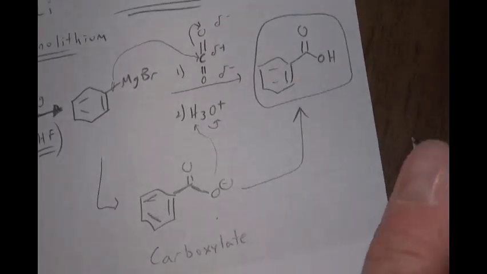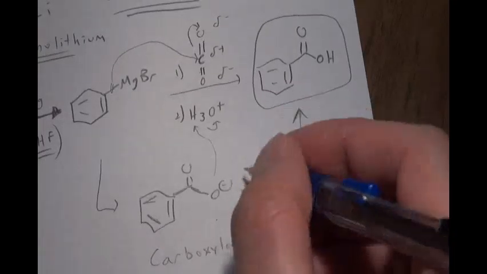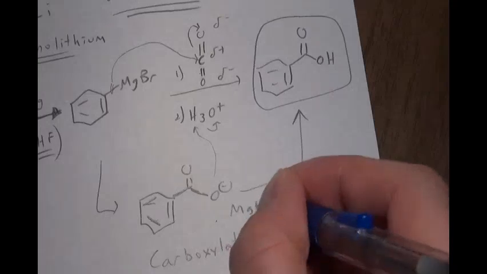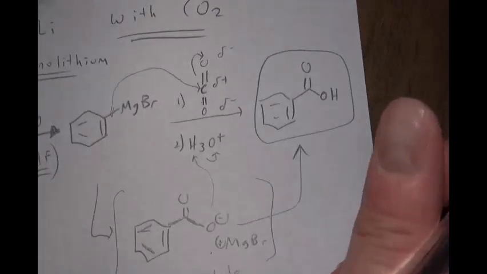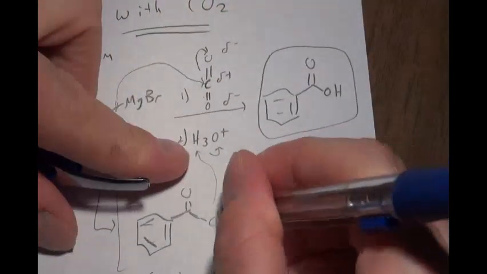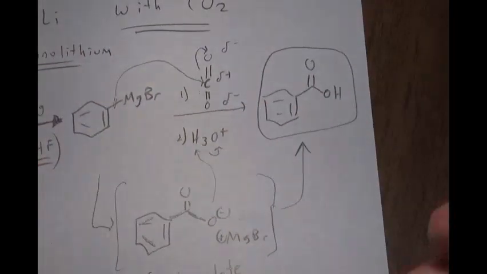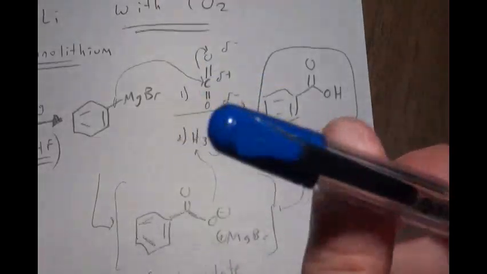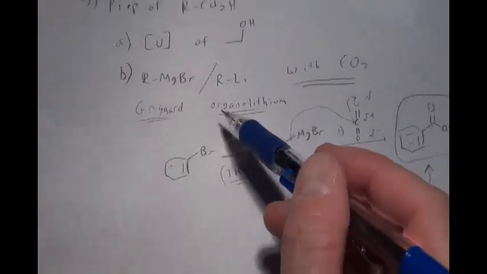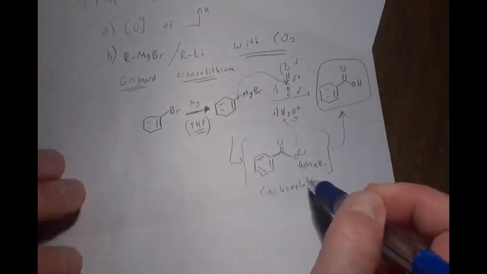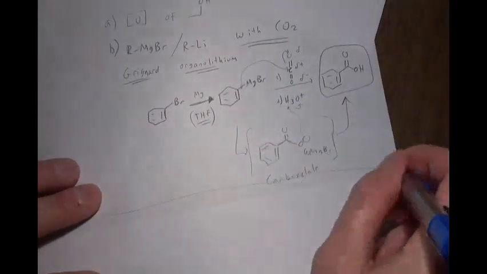Okay. Anything else? What's the counterion right now? O minus something plus, right? It would be MgBr plus. We often omit the counterions. Okay. Cool. So there we go. That's one way to make a carboxylic acid. A was to oxidize an alcohol. B is to react a Grignard with CO2. Let's show an example of it.